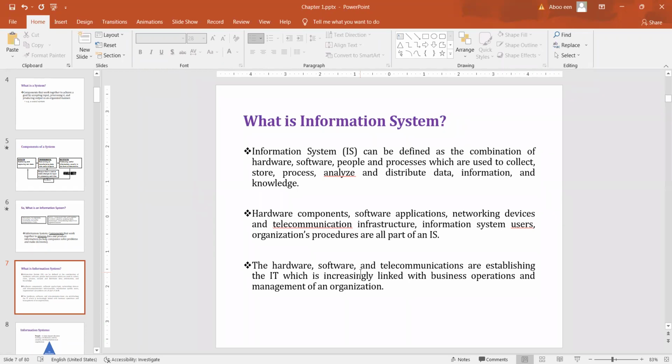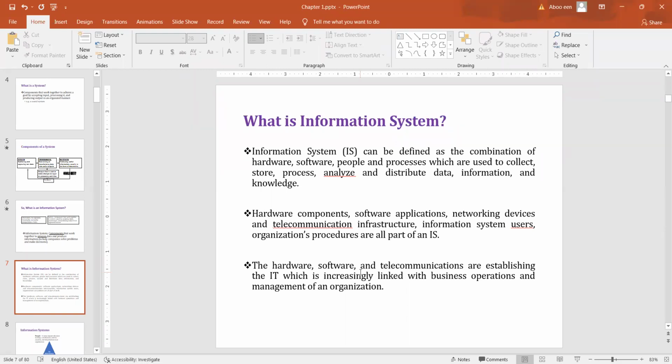In addition to this hardware, software, and telecommunications, an information system includes some other components like people, procedures, and some other official processes. So ultimately, an information system includes hardware, software, and telecommunication related equipment and devices, plus people, staff, their procedures and processes. The hardware, software, and telecommunications are establishing the IT, which is increasingly linked with business operation and management of an organization. So what is IT?